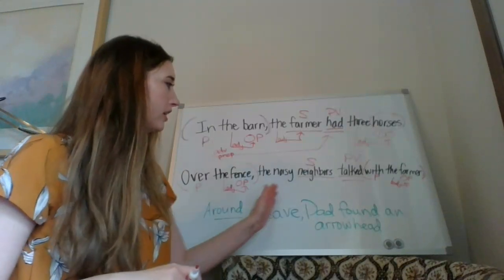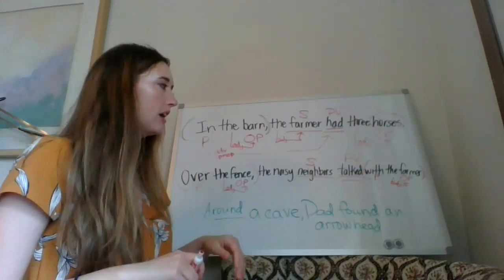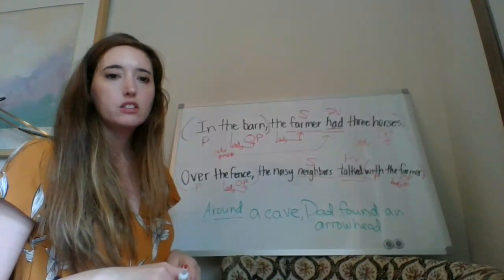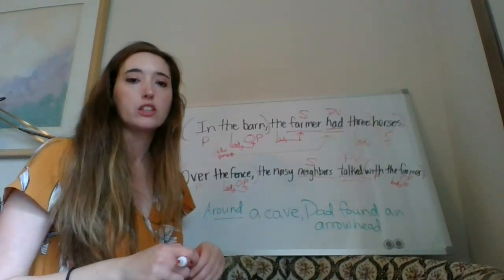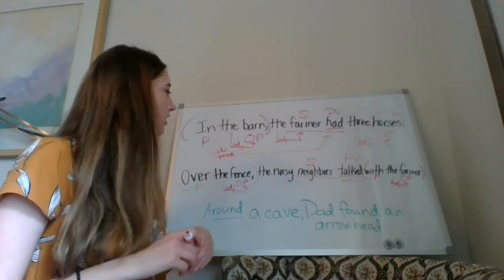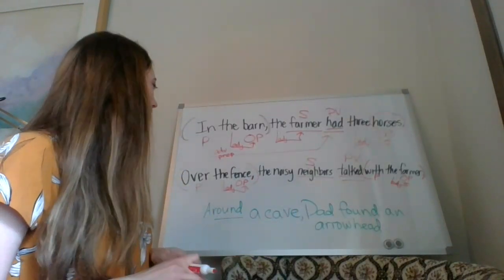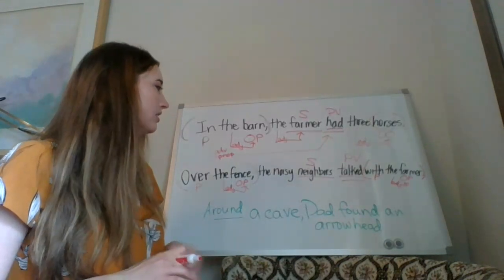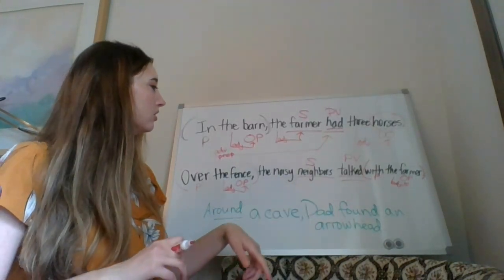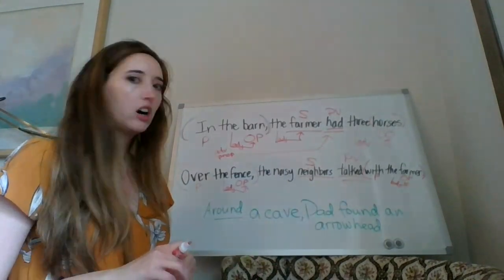Okay, as you can see here, there's nothing past talked. We don't have a direct object. So all we have left are some modifiers. The and noisy are the words that don't have labels right now. So what are they doing in this sentence? Over the fence, the noisy neighbors talked. Is it telling us something about neighbors or something about how they talked?